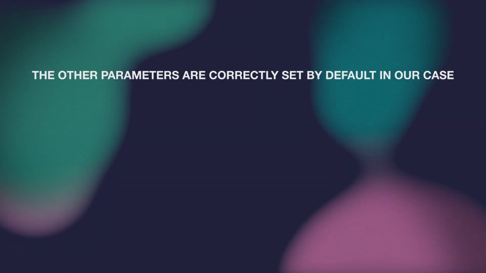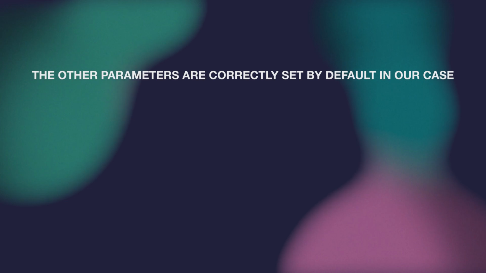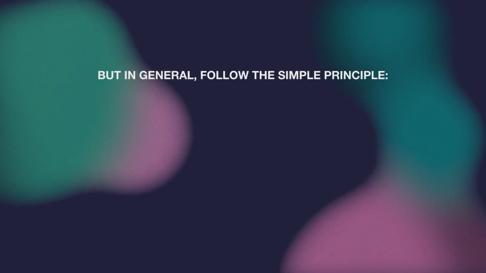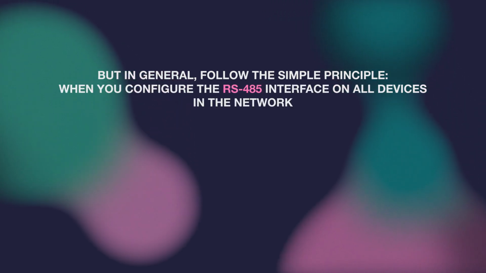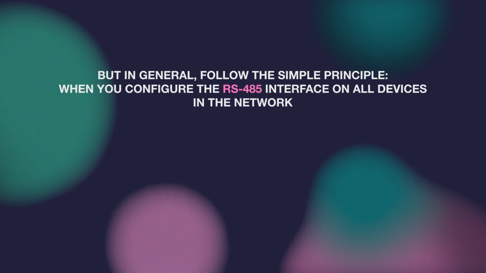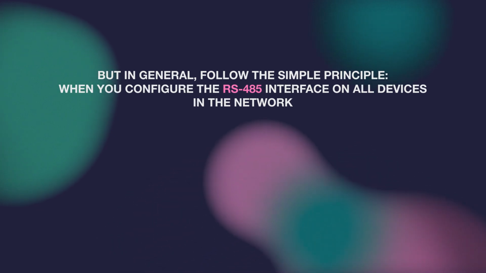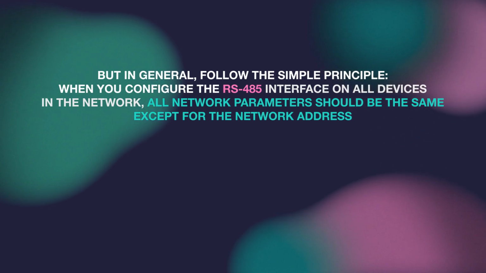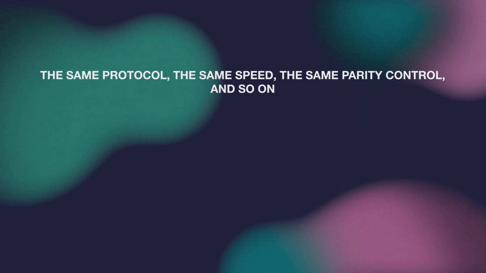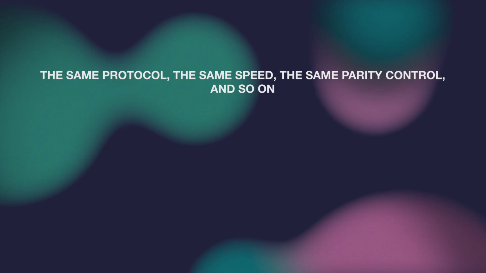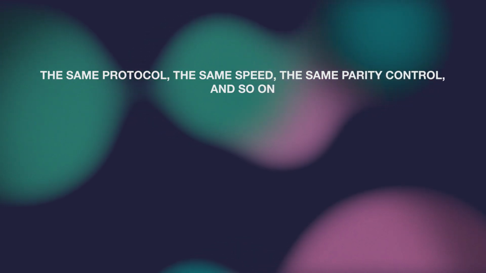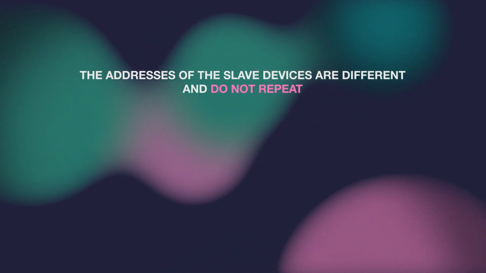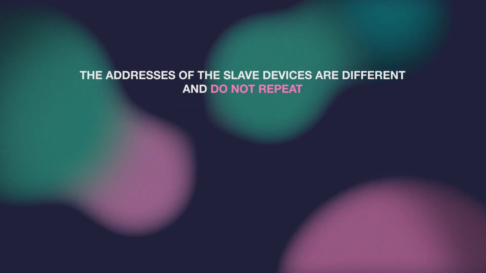The other parameters are correctly set by default in our case and will not be important. But in general, follow the simple principle. When you configure the RS485 interface on all devices in the network, all network parameters should be the same, except for the network addresses. Which means the same protocol, the same speed, the same parity control, and so on. The addresses of the slave devices are different and do not repeat.